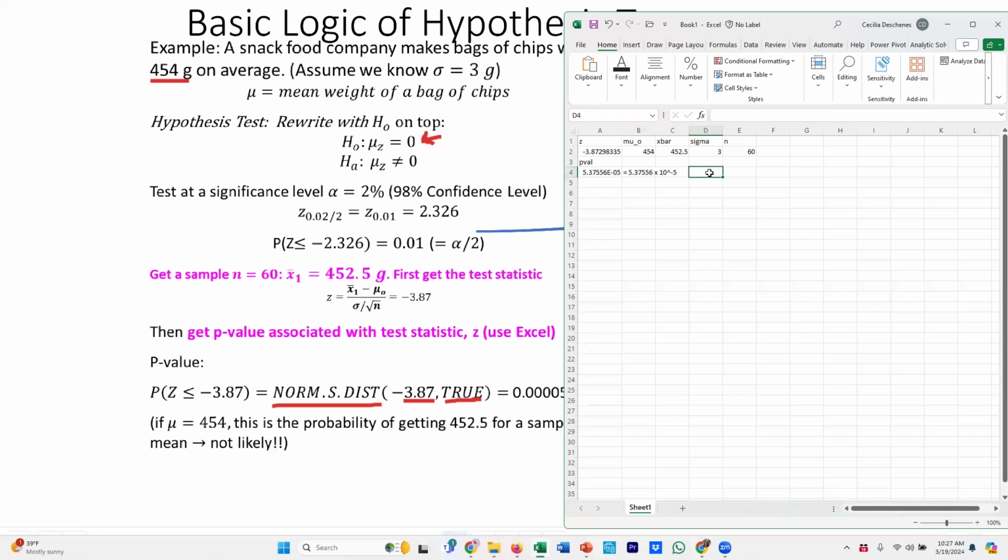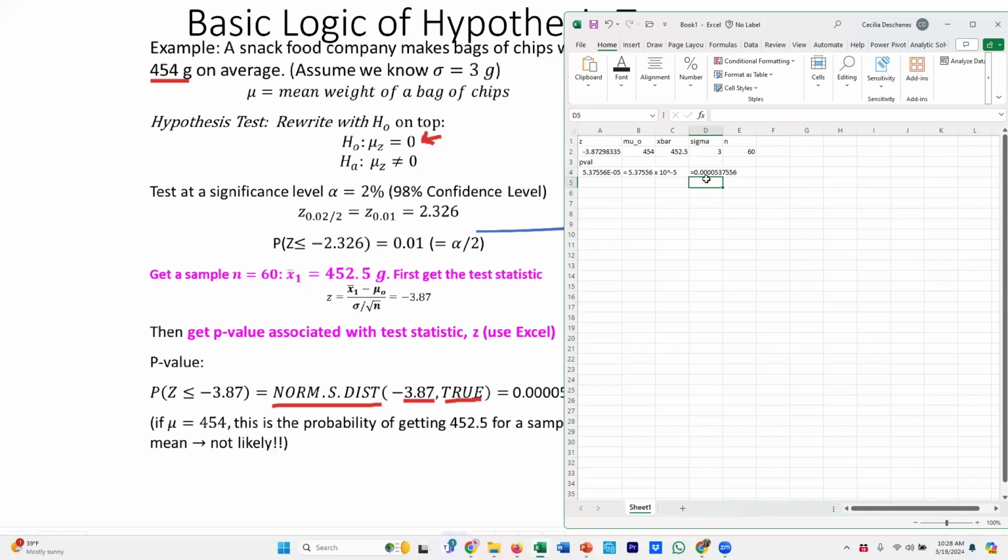So if you recall, what that equals is that because it's a negative 5, we're going to have 5 zeros. We're going to move the decimal that's after the 5 to the left by 5 spaces. So 1, 2, 3, 4, 5, and then 5, 3, 7, 5, 5, 6 is the actual number.